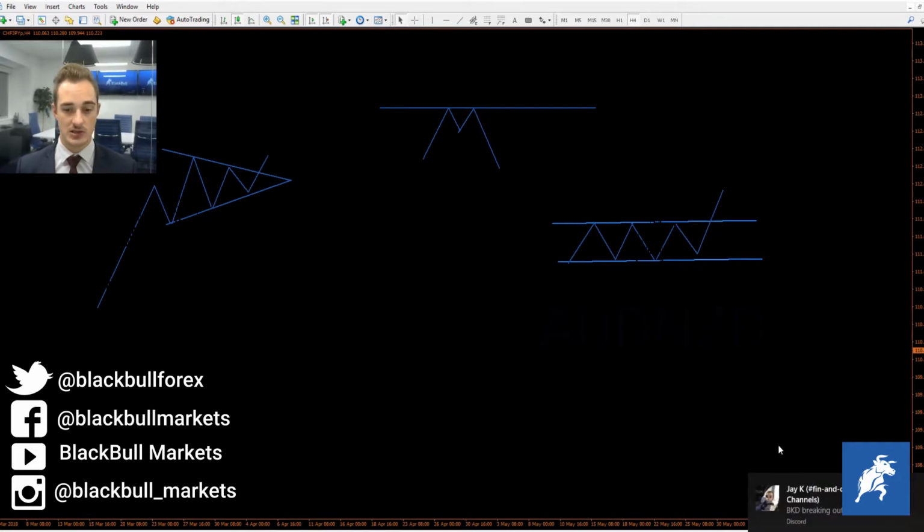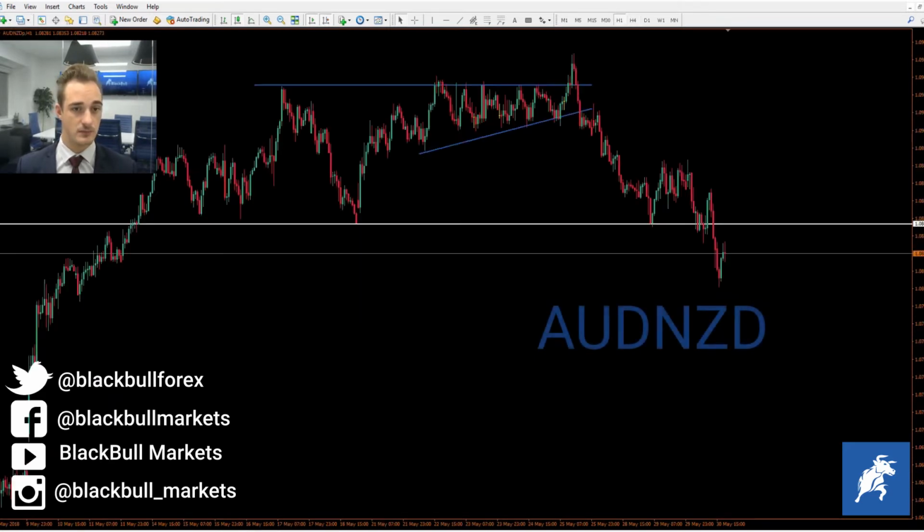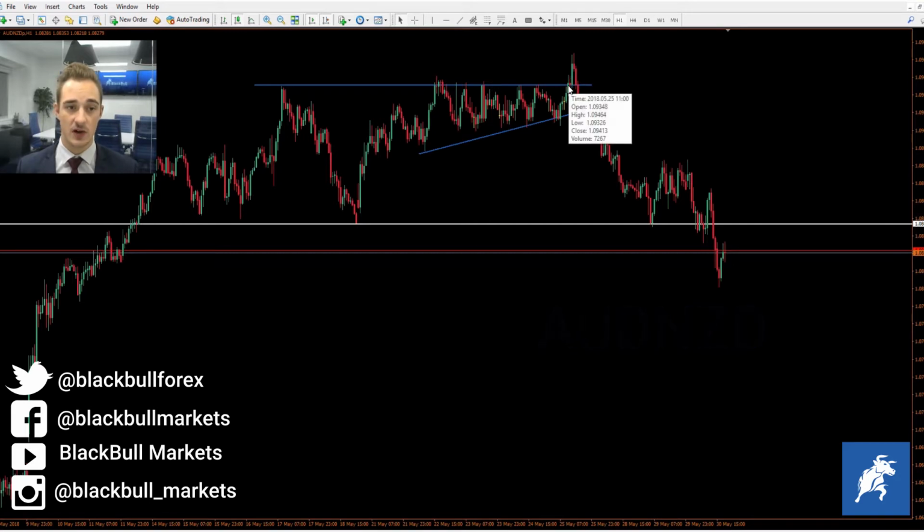I'll quickly take you through some of the patterns I've picked up. The first one we're looking at is the Aussie New Zealand dollar. You can see it was a flat top triangle. The trades you could have taken here include this one, which was a false breakout. But don't worry about this, because if you get your risk management right, you take small losses for the end of a big win.